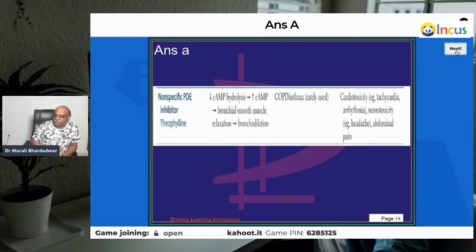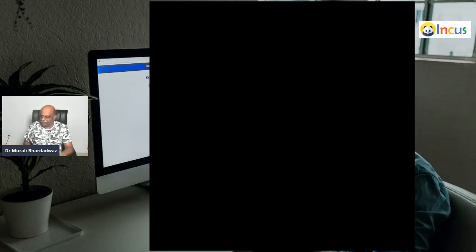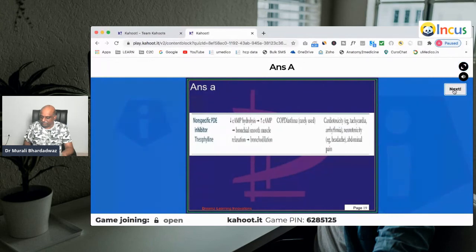So, doctor, let us see what happens next. Yay. I believe the screen is not really moving. Okay. All right. Mohan is the winner. My screen is not moving forward actually. So please give a big clap to Mohan.